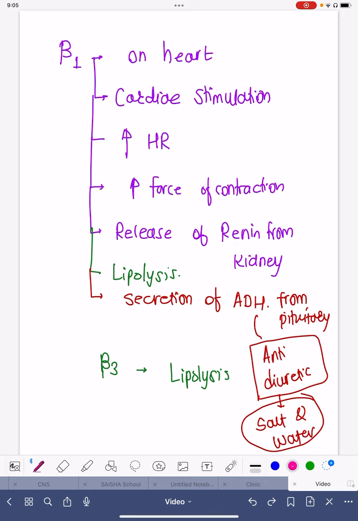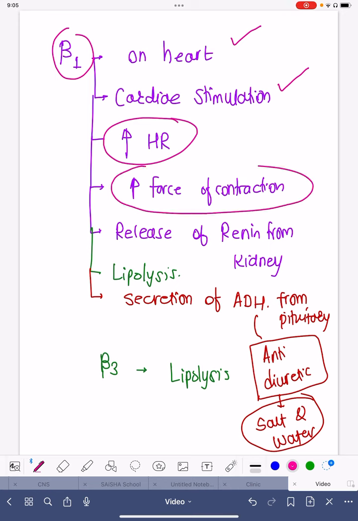Second thing, it also acts on beta 1. And usually we know that beta 1 receptors, these are present on the heart. These actually cause cardiac stimulation. They not only increase the heart rate, but they also increase the force of contraction. So they cause tachycardia and they cause increased contractility of the heart as well. As we know, beta 1 has some other functions as well, like it causes release of renin from the kidney, and this renin again causes stimulation of angiotensin 2, aldosterone. They cause sodium and water retention, and this also helps to increase the blood pressure.